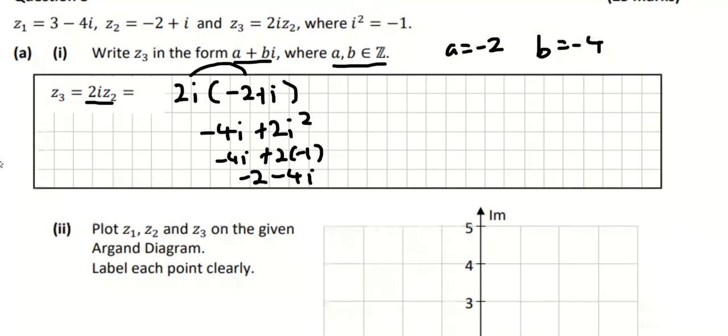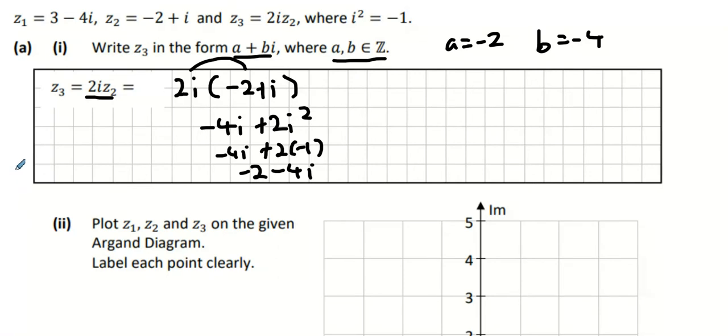Now it wants me to plot Z1, Z2, and Z3 on the following diagram. Z1 is 3 minus 4i, Z2 is minus 2 plus i, and Z3, what we just did a second ago, is minus 2 minus 4i. Okay, let's go for this.